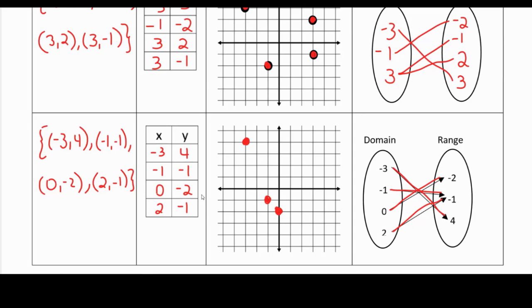And my final point is 2, -1. So I start at the origin and I go 1, 2 to the left and then down 1. And there we go. That's my representations of this relation that started out with a mapping.